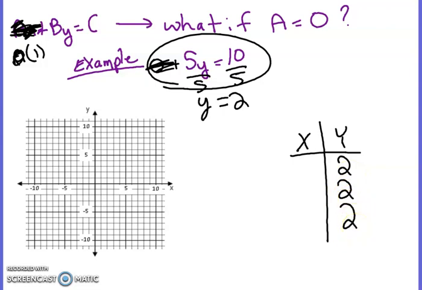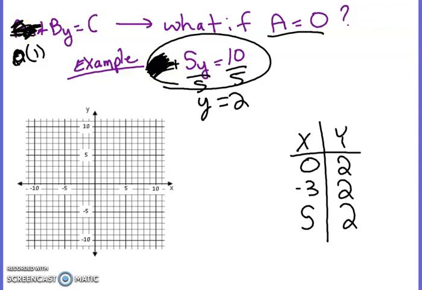So no matter what x is, it could be 0, it could be -3, it could be 5. No matter what x is, y is 2. Again, because the x ended up crossing out because a was 0. There was no x to begin with because the a crossed it out.